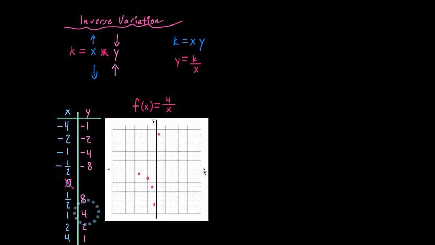When x is 1, y is 4. In fact, I'm going to fix that last one real quick. There we go. So when x is 1, y is 4. When x is 2, y is 2, right in here. Finally, when x is 4, y is 1. And again, we're starting to see a curve here.